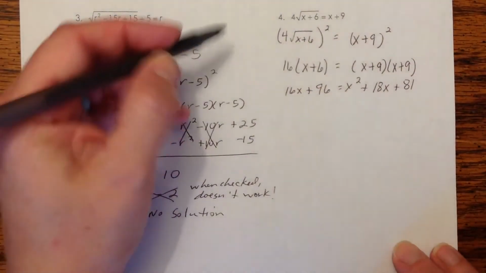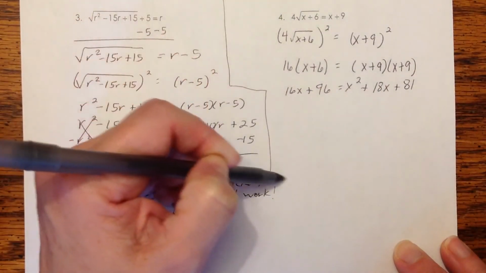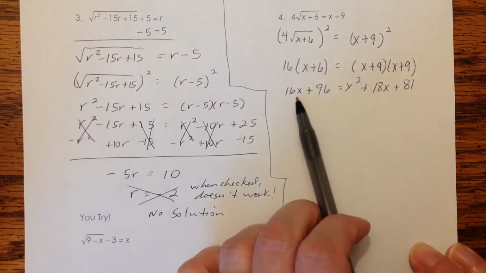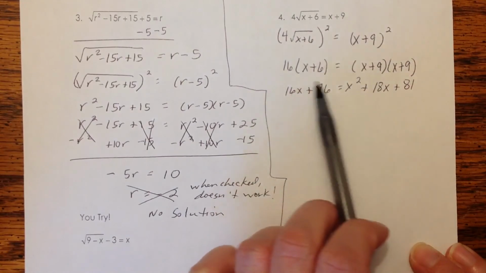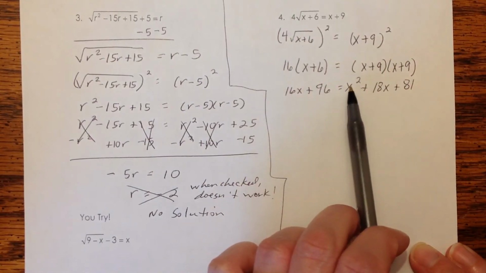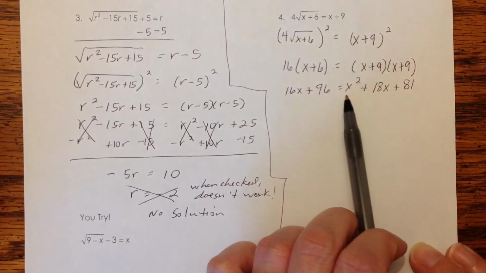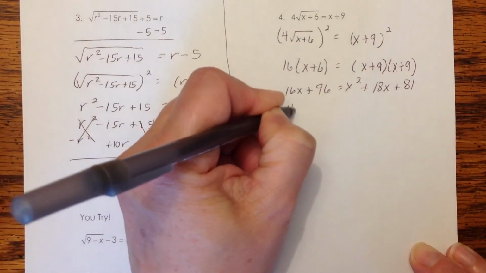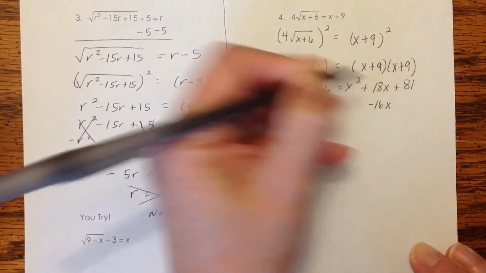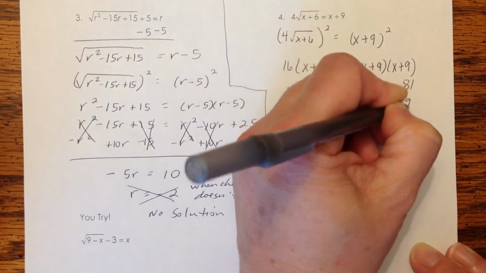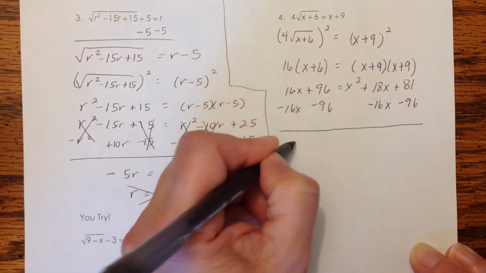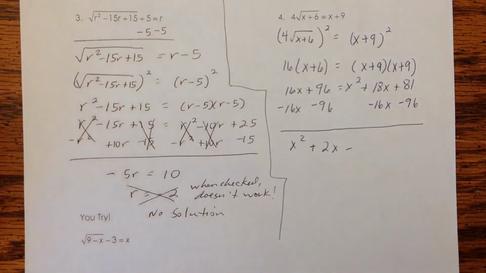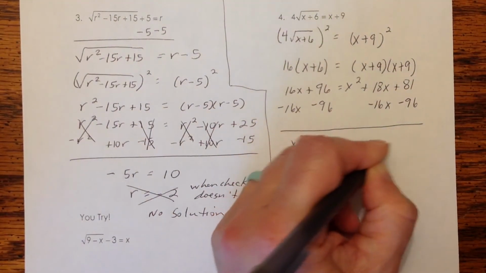Now, we're at a point in the semester where we need to recognize what types of equations we're going to have to finish solving. This equation is quadratic because of this power of 2 term. That means that this equation must be set equal to 0. So we're going to subtract 16x and we're going to subtract 96. So you get x squared plus 2x minus 15 equals 0.